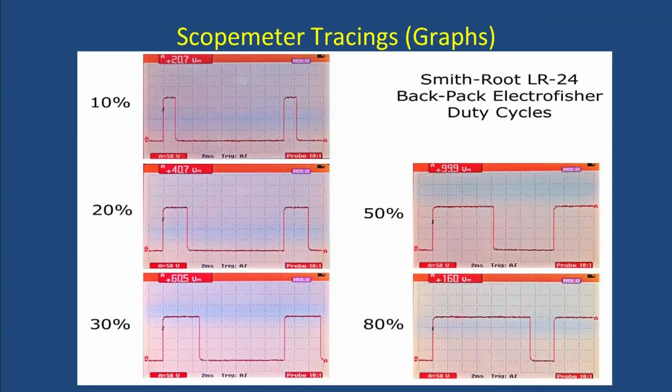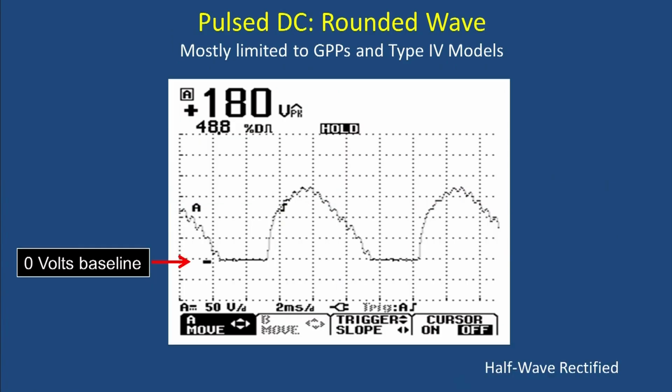Here are some more scope meter tracings or graphs of the LR24, and these are just different duty cycles. So you can see starting at about 10%, you have narrow pulses, 20%, 30%, on up to 80%. So that's the effect of duty cycle. Now those are square waves we showed you, and we call them square, even though they look like rectangles, we call them square because the corners are squared off.